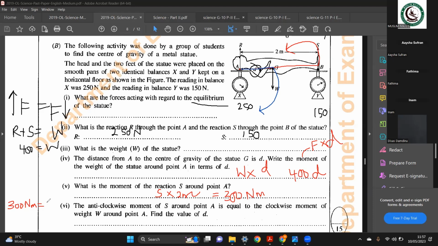So for clockwise, W is 400. We don't know the D. So using this, we can find the D. D would be 3/4, 0.75 meters. Okay, it's just a matter of math.